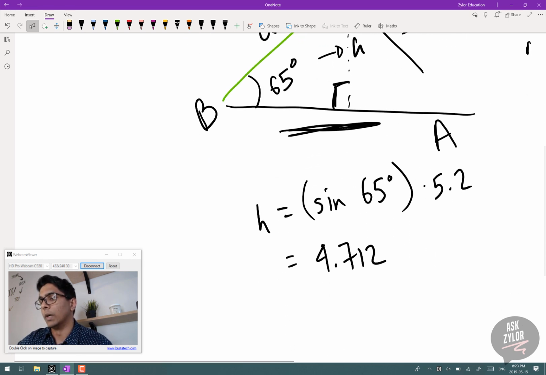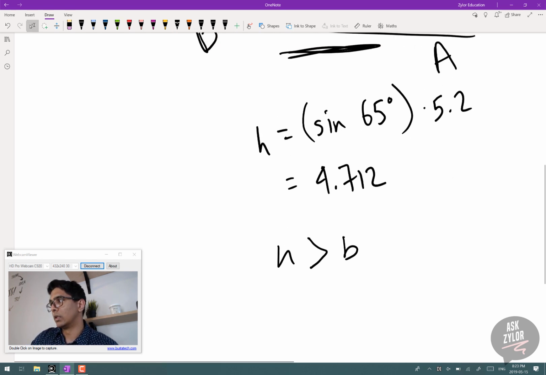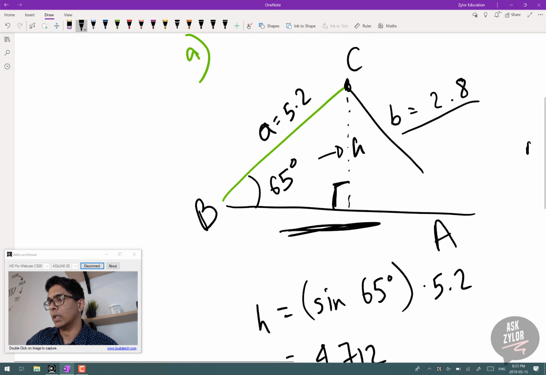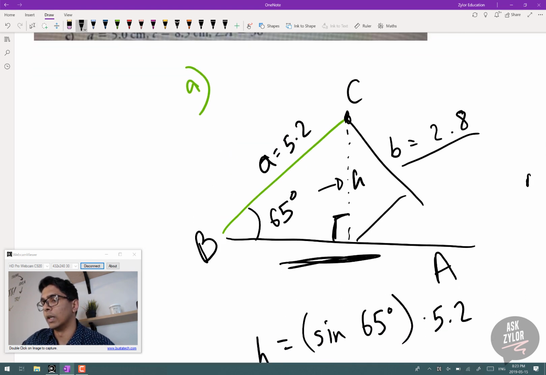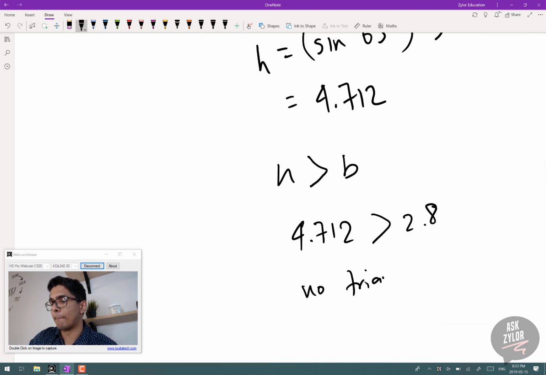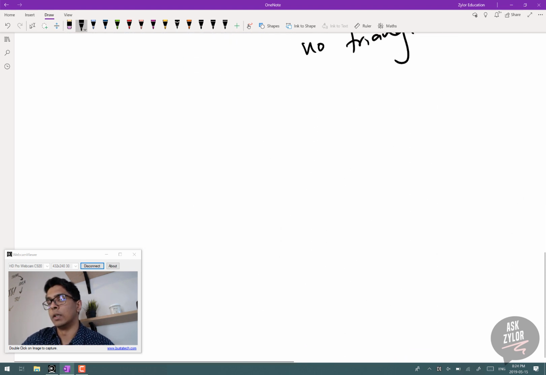Right, since my height, 4.712, is bigger than 2.8, this B side length can never touch this side over here. So we have no triangle. Let's call this side C to make it more clear. The B side length will never touch the C side. Okay, so let's try another question.